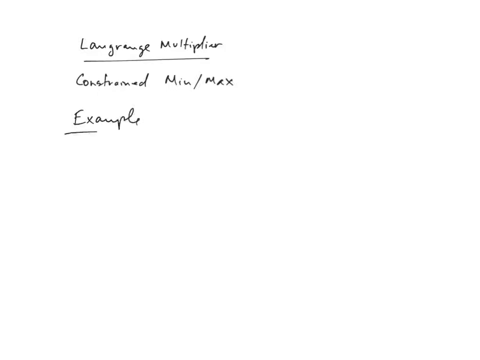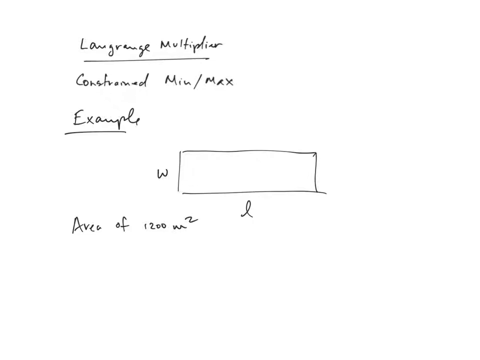For instance, a very simple example where we've got a field, and we want to fence this field, okay? The field has a width and it has a length. And we are told that the field needs to have an area of 1,200 meters squared. There's a street on one side of this field, and we are told that the fencing for that side of the field costs $50 a meter. So on this side of the field, the fence costs $50 a meter.